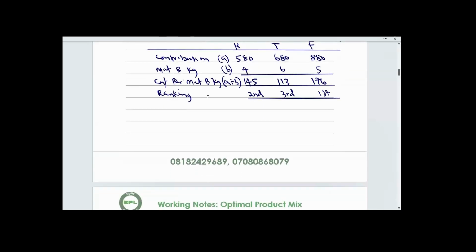Next, allocation. Step 5. Allocation. What do you want to allocate? 17,500 kilogram of material B. So allocation of 17,500 kilogram of material B.